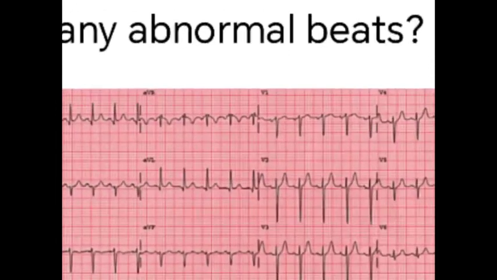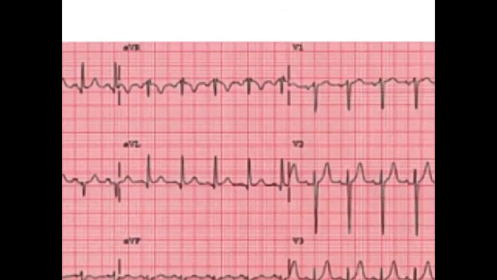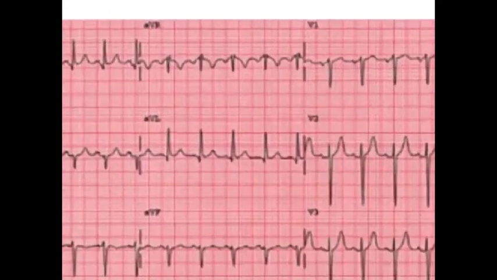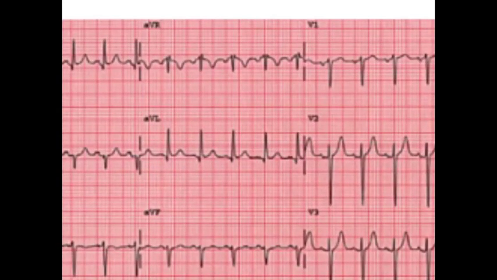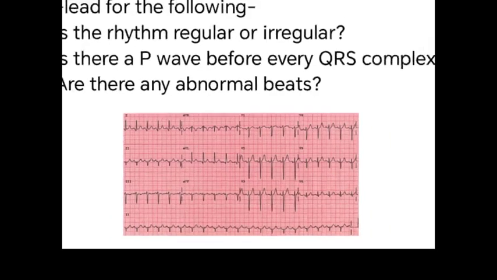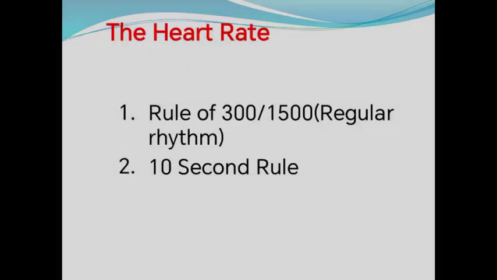Here, if you see, it is regular. That means the RR interval is equal, and every QRS complex is preceded by a P wave, and there are no abnormal beats. So this is regular here. You get me? Okay, I will explain more in the coming lead.